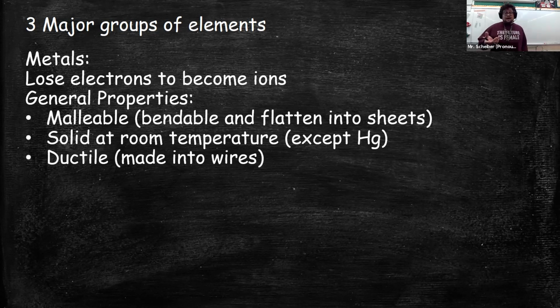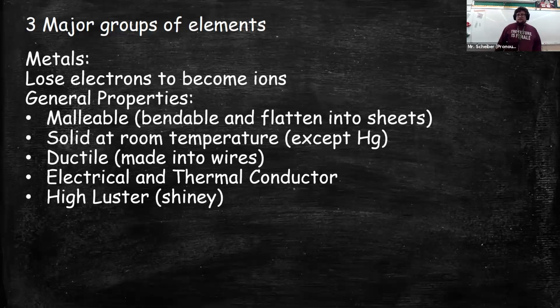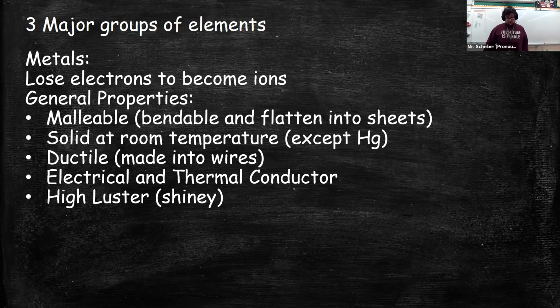Ductile metals can be made into wires. You can stretch them out, right? All wires are generally made out of copper. And the reason that we make them into wires, not only because they're ductile, but also they are good electrical conductors. They're actually good both thermal and electrical conductors. Thermal, of course, being heat. And metals in general have a high luster. They're very shiny. So that's our first major category.